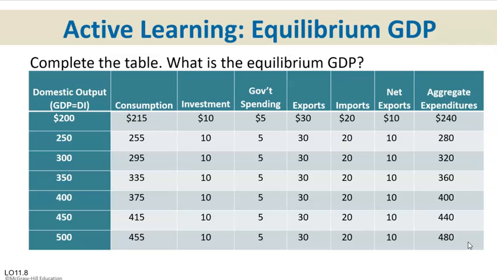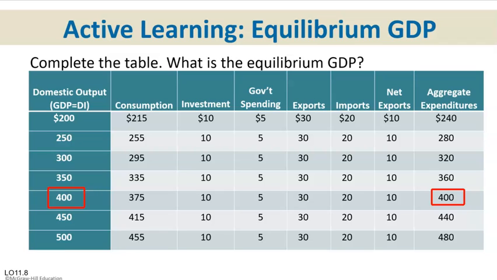Remember, the condition for equilibrium GDP is where aggregate expenditures is equal to GDP, which is the first column here. So just move down each row until you find the row where the two are equal to each other. In this row of 400, our GDP is equal to aggregate expenditures, and that is the answer. So the equilibrium GDP is $400.